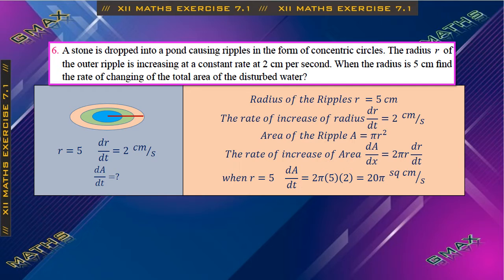Here the question is, how fast is the area increasing. The rate of increase of radius is given. For the area of the circle, the formula is A equal to pi r square. To find the rate of increase of area, differentiate: dA/dt is equal to 2 pi r dr/dt. That's the formula. When the radius is 5 cm, substitute, you will get dA/dt. The rate of increase in area is 20 pi cm squared per second.